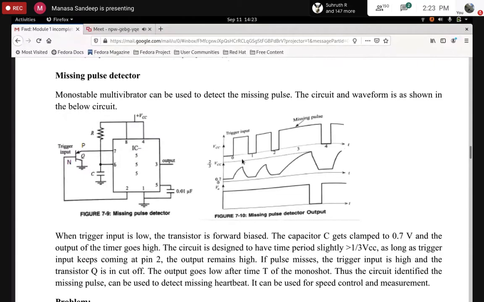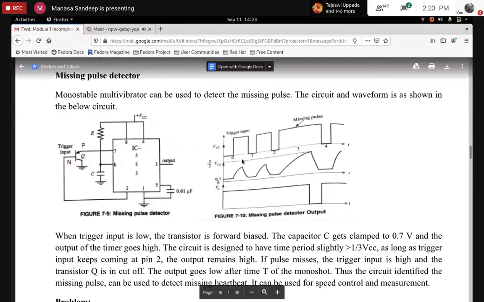So we won't let the capacitor charge to its peak, 2/3 VCC. You can see here, from the 0.7 it is going to 1/3 VCC and coming back. So here it never reaches the 2/3 VCC, with the help of this external transistor.